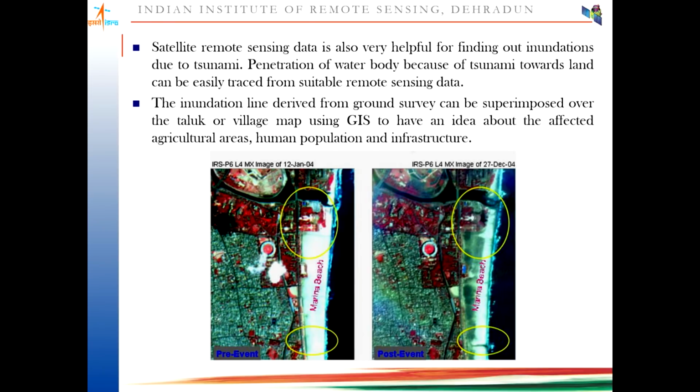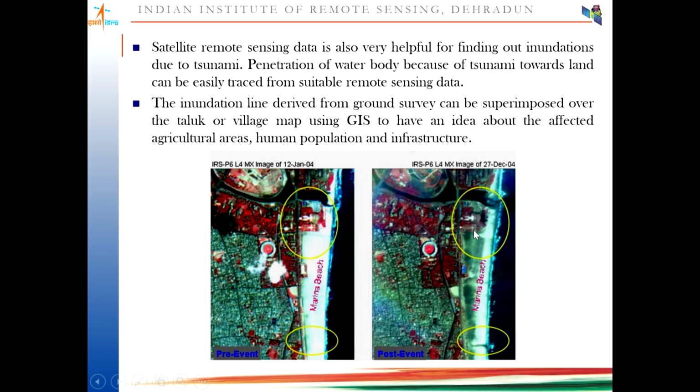The tsunami was on 26 December 2004. In the right image, you can see this is the 27th December. The left side is multispectral data, 12 January pre-tsunami, along the Marina Beach. And you can see after one day of the tsunami, almost the entire Marina Beach has water logging. New creeks have come up here. It was not there earlier. And also you can see there is a temple. That entire temple has been devastated by the tsunami.